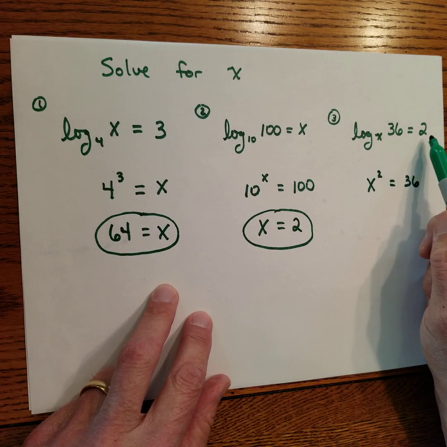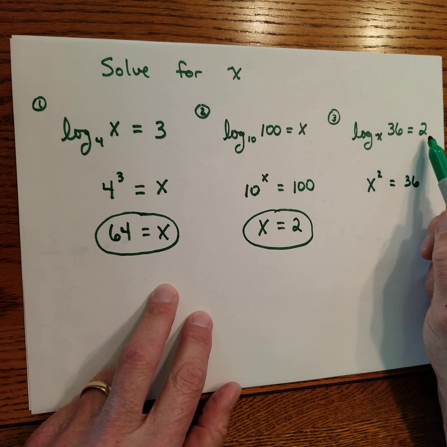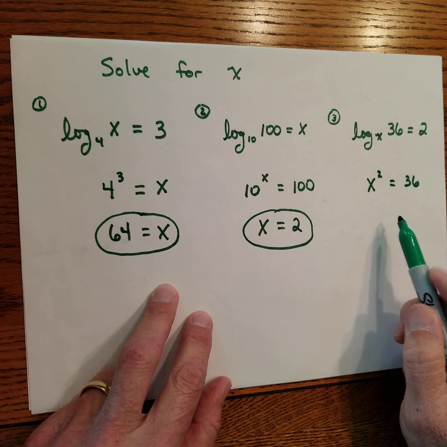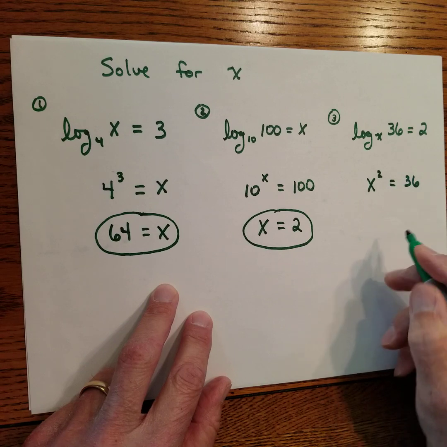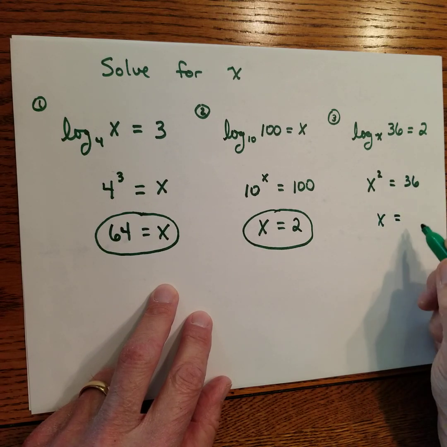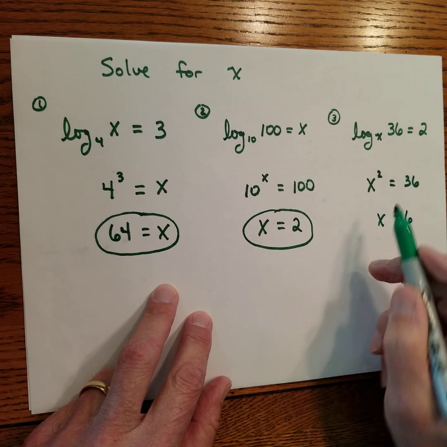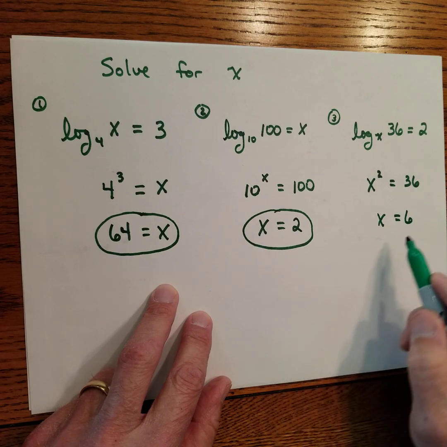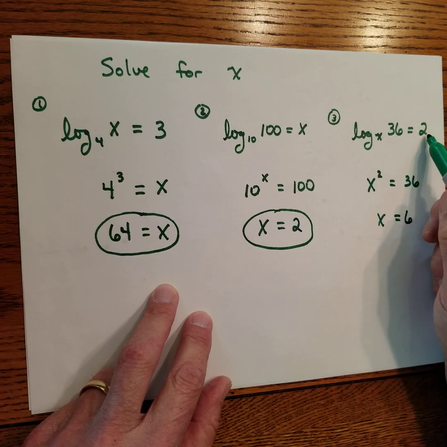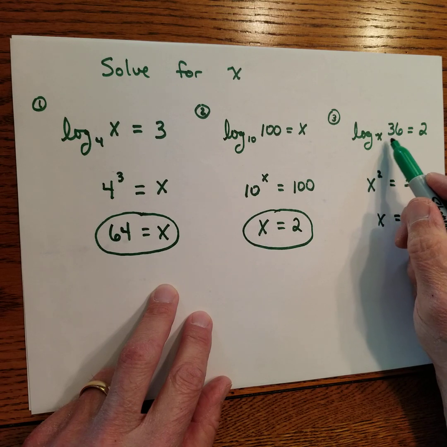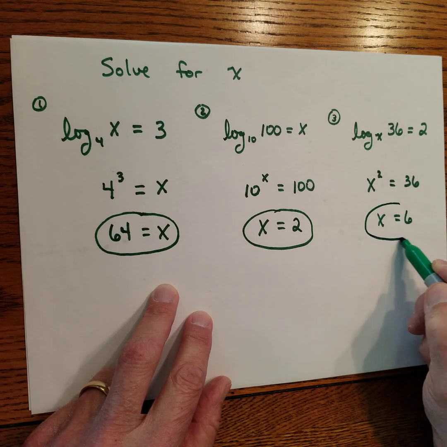Can you find a number so that if I take it to the second power, I get 36? What number to the second power gives me 36? I can do that in my head. I know 6 times 6 is 36. Why is 6 correct? Because 2 is the exponent that changes 6 into 36.